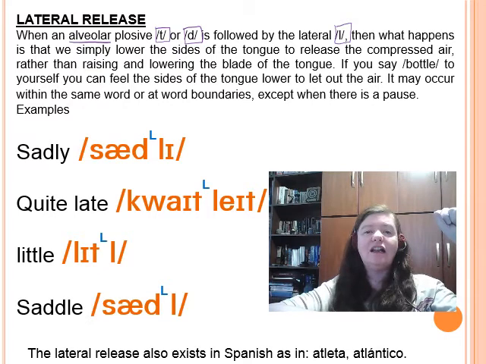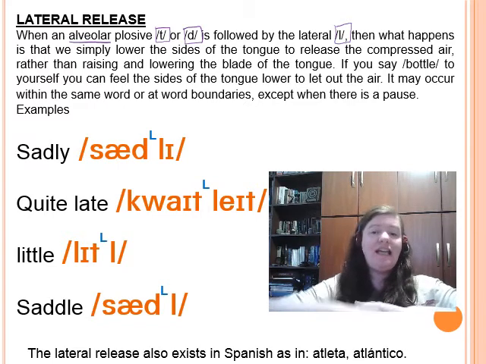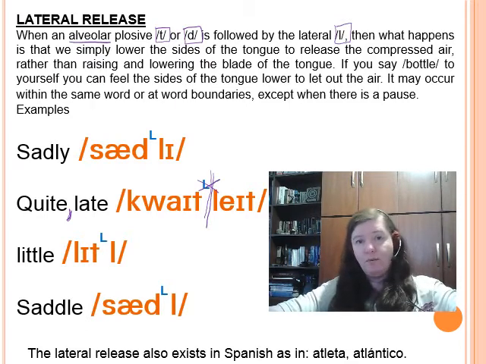Sadly, L. Quite late, L. Little, saddle. Yes? As you see, this allophone, the lateral release, can occur within the same word or at word boundaries, that is to say, between two words, except when there is a pause. For example, here in quite late, if you have a comma here between the two words or a full stop or any pause, this means you have a pause here, the lateral release will not occur.